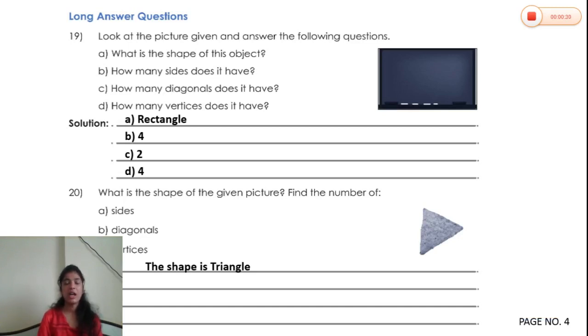Now in triangle, how many sides are there? Yes, it is 3 sides. In triangle, how many diagonals are there? Yes, in triangle there are 0 diagonals. How many vertices? Very good, it is 3 vertices.